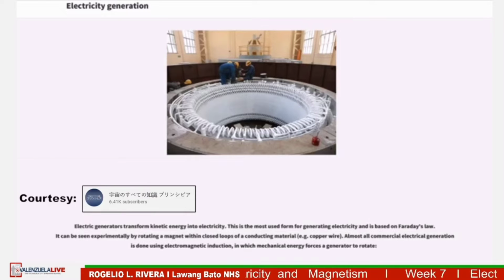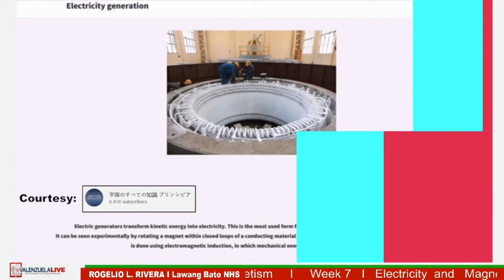Electric generators transform kinetic energy into electricity. This is the most used form for generating electricity and is based on Faraday's law. It can be seen experimentally by rotating a magnet within closed loops of a conducting material, for example copper wire. Almost all commercial electrical generation is done using electromagnetic induction, in which mechanical energy forces a generator to rotate.